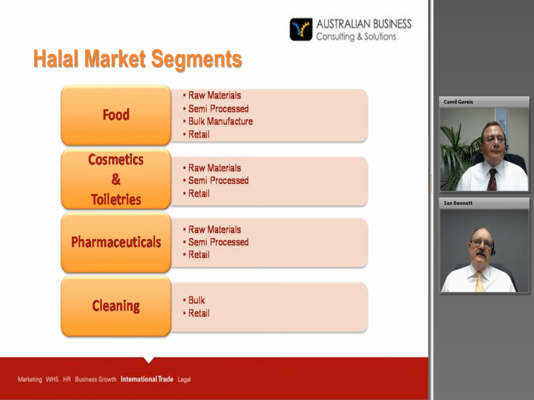Cosmetics and toiletries. Today, there are many hundreds of brands of cosmetics and toiletries. Most people have no idea what's in there. We see things like placenta coming up as a cosmetic and toiletry. Where does that placenta come from? Is it from a halal certified animal? What other ingredients do these cosmetic and toiletry companies incorporate into their actual product?